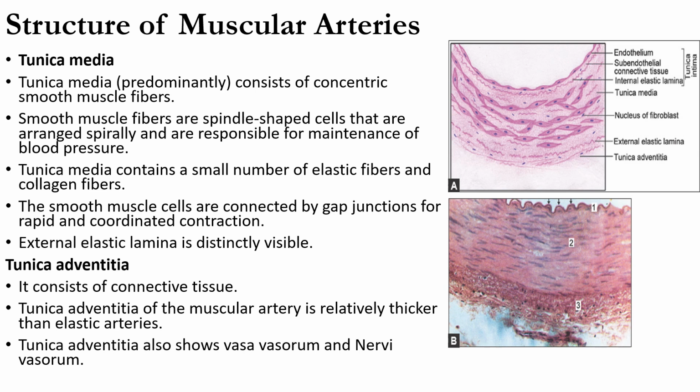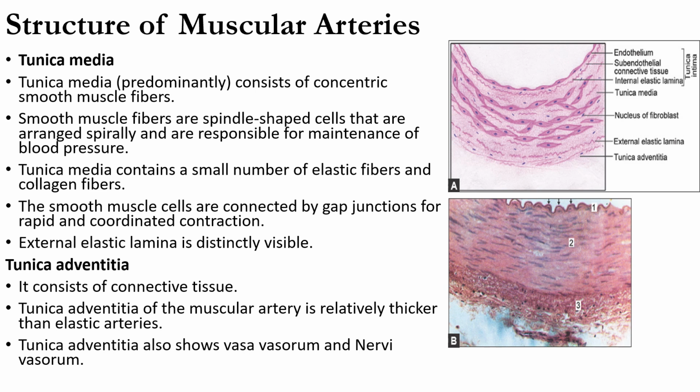Tunica media of muscular arteries have concentric smooth muscle fibers, and these are fusiform or spindle shaped. They have bulged central part and tapering narrow ends, and they are arranged spirally, and their main function is to maintain the blood pressure by either contraction or relaxation of smooth muscles. So the tunica media of muscular arteries have more amount of concentrically arranged layers of smooth muscle fibers, and there is small amount of elastic fibers and collagen fibers.